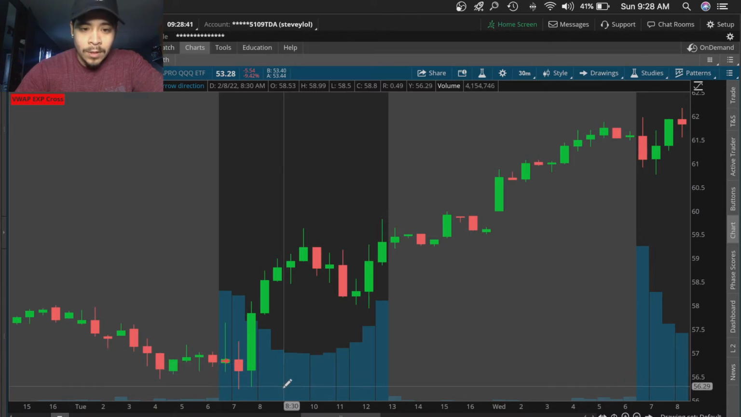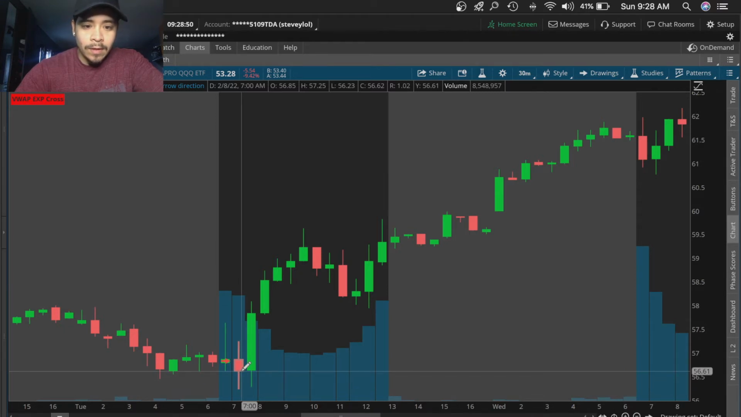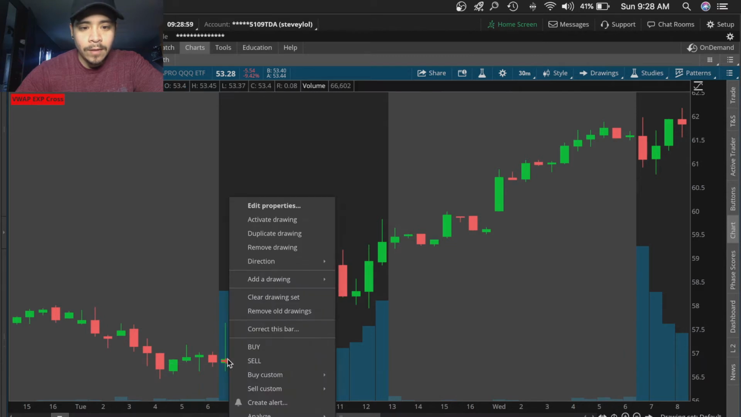So it pushed all the way down to 56.23, which is the bottom of this. We pushed up, and then as soon as it hit 57.29, that's where price closed on this red candle. So that's why it's red. Now reverse it for the green. Let me remove the arrow.